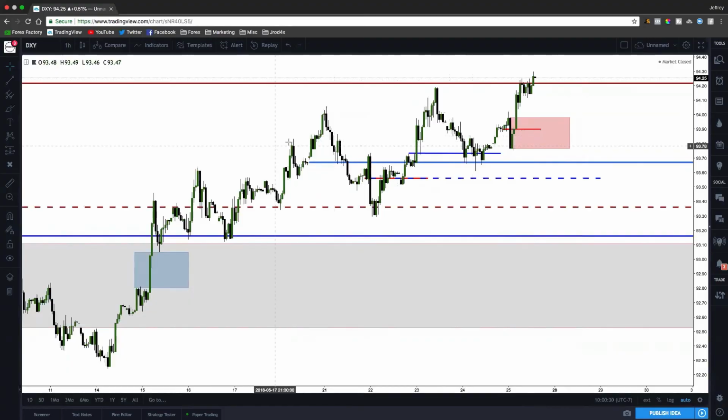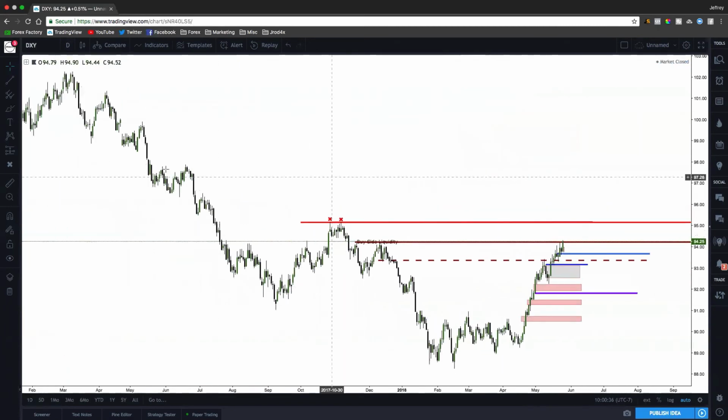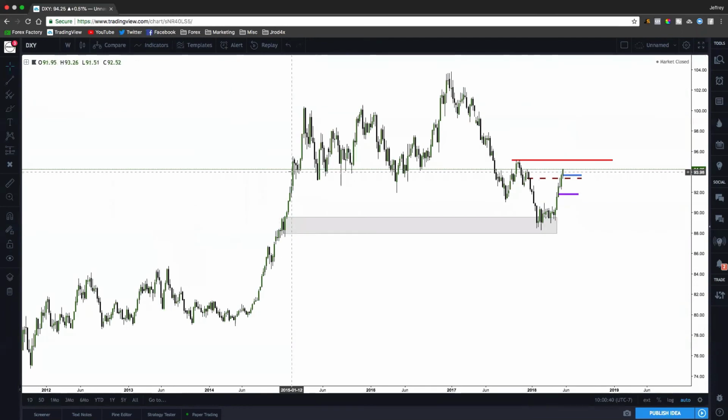All right, guys, so we're going to go ahead and get started with the dollar index, and we're going to start with the daily time frame. Actually, let's go ahead and drop out to the weekly since it is the start of a new week.